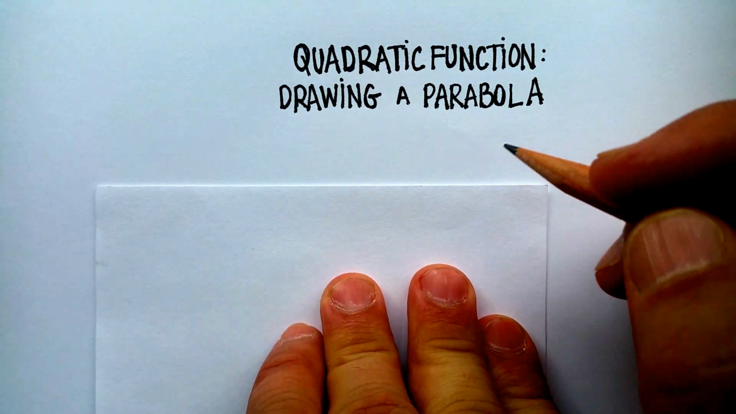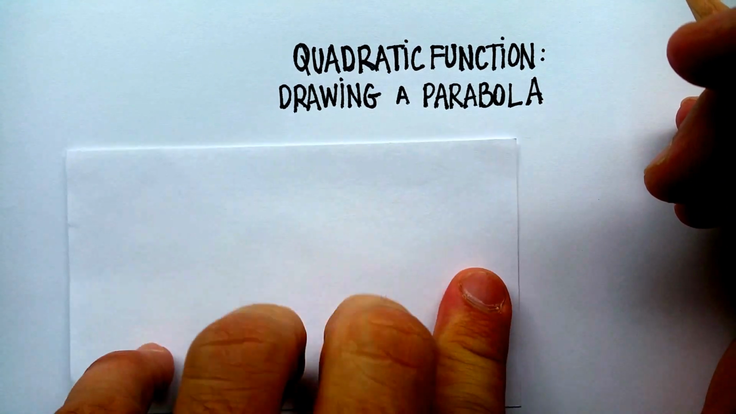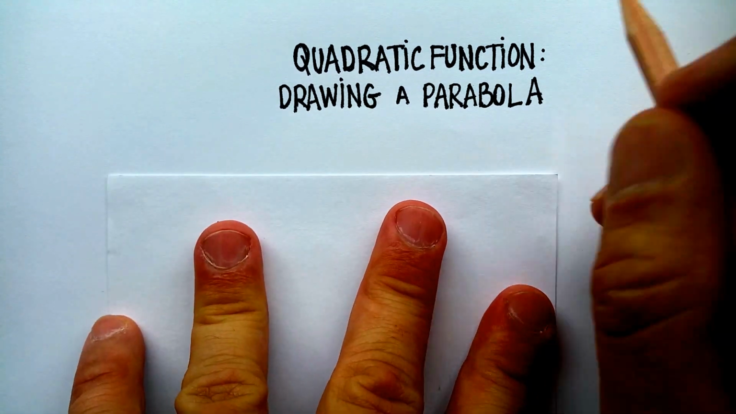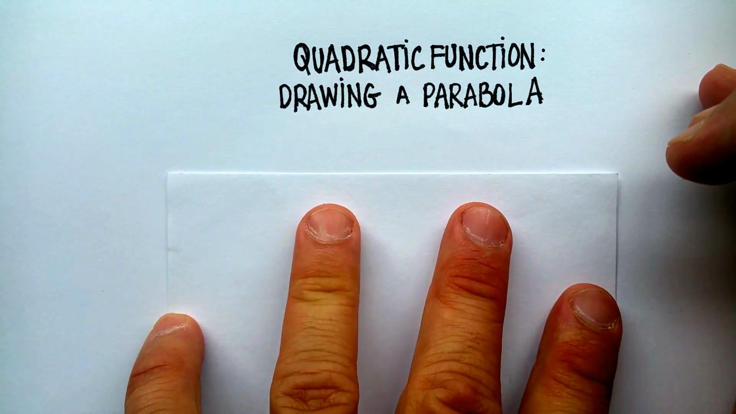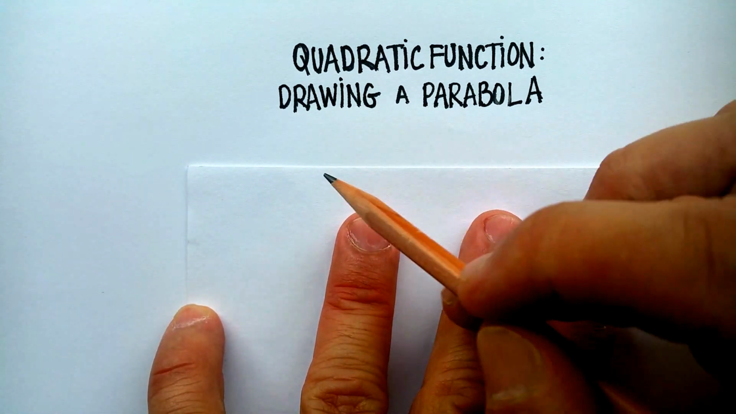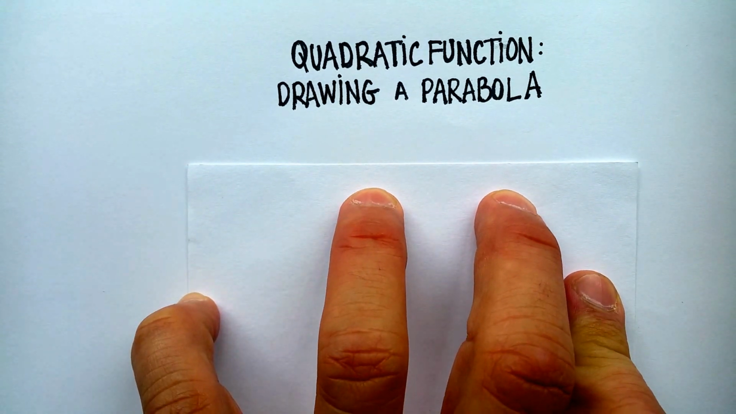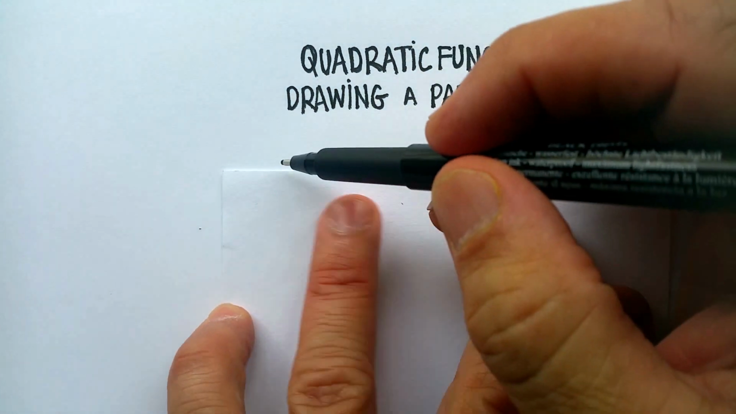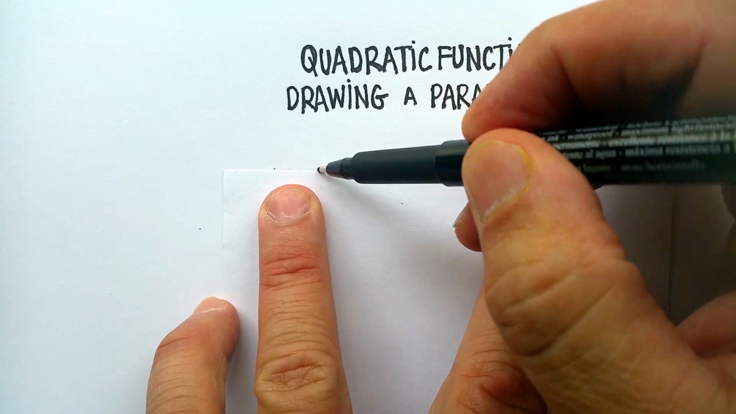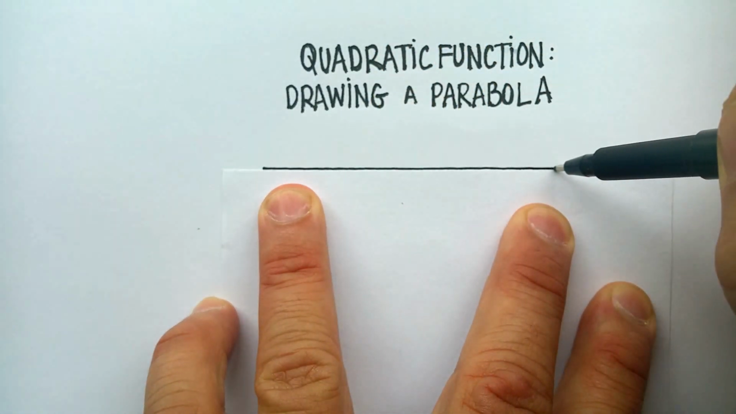Okay, in this video I'm going to show you how to draw a parabola using just a straight edge of any kind and a pencil. So the first thing you need to do when you're drawing a parabola is to draw a straight line. And I'm going to do that actually with a darker pen. So let me just go ahead and do that. So here's my straight edge. Here's my straight line.